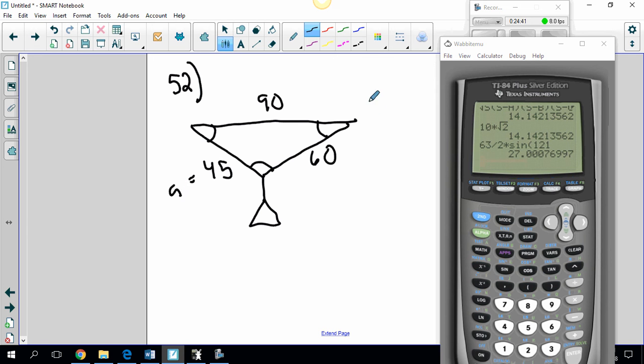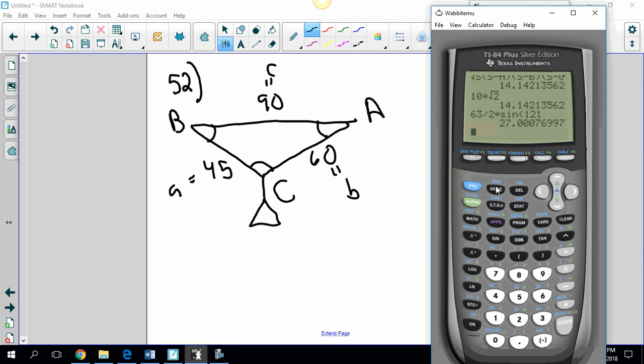If I call this A, this is big A. If I call this B, this is big B. And if therefore this is C, and I call this big C, and then I go second quit, I'm clearing it, and I go 45, store alpha A, 60, store alpha B, 90, store alpha C, and I look in my table, Y8, Y9, Y10.